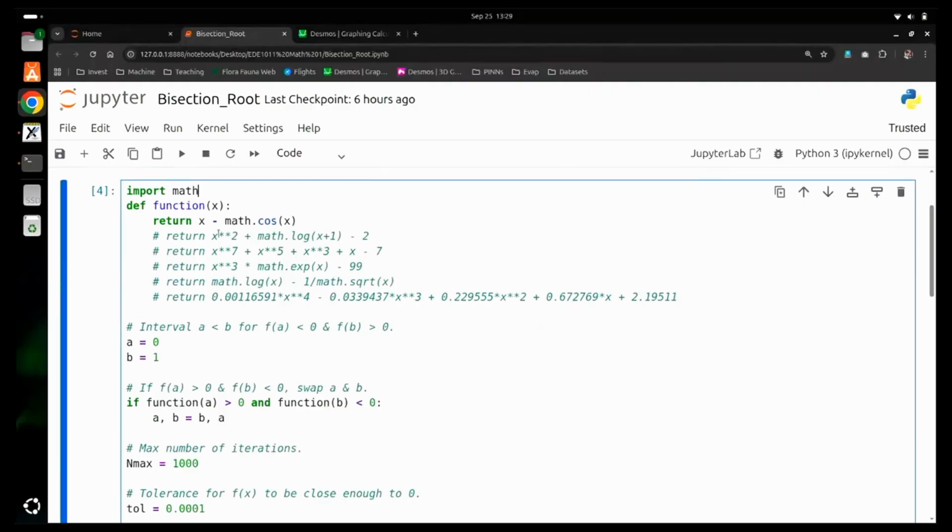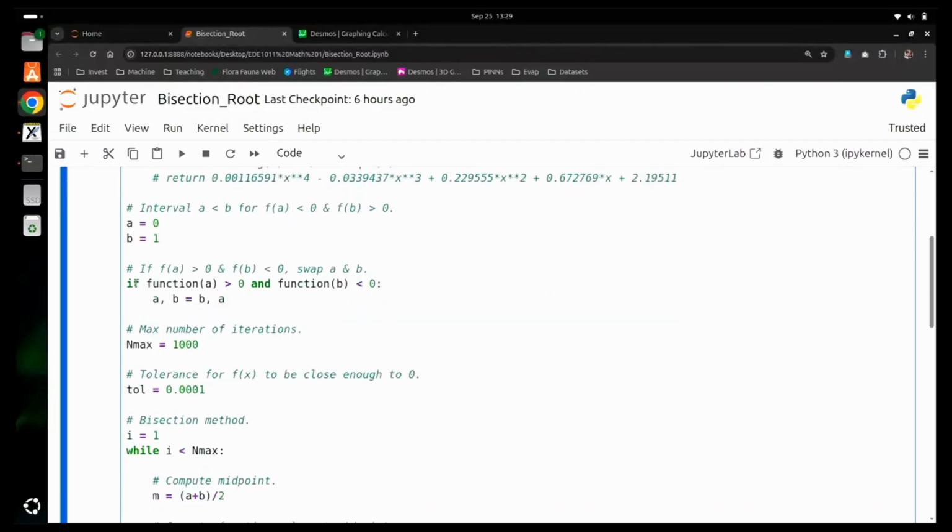You see? So I just define the function, and the function is just returning x minus math.cos(x). Math is the module or library that involves cosine x. So you see the interval 0 to 1 inputted. Then this part I will explain later on. Just ignore this part first.